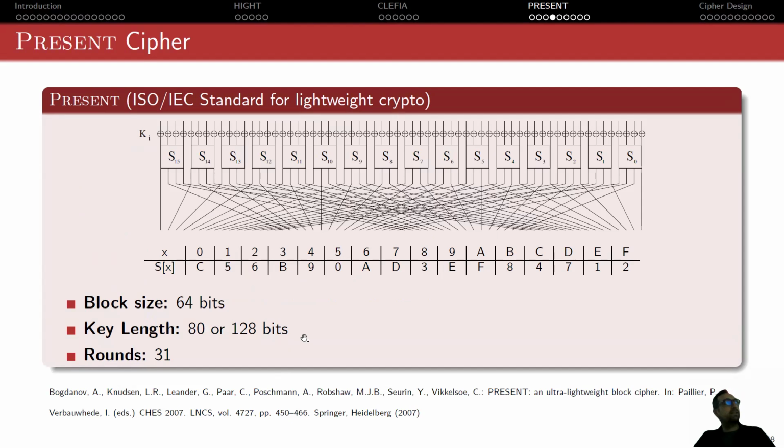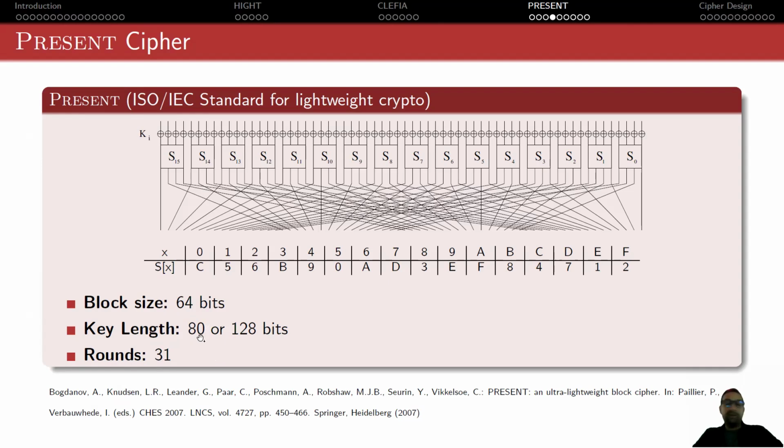Okay, so here's a lightweight alternative for that. This is Present, again an ISO standard for lightweight cryptography. This was also designed in 2007 and first announced at the CHES conference. So the block size is now 64 bits. And in this picture, every line actually represents a single bit. There are 64 lines here. Okay. The key length depends on the user. It can be either chosen as 80 bits or 128 bits, but the number of rounds is fixed at 31 for both key lengths.